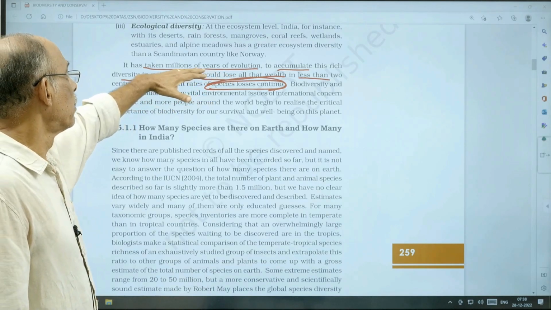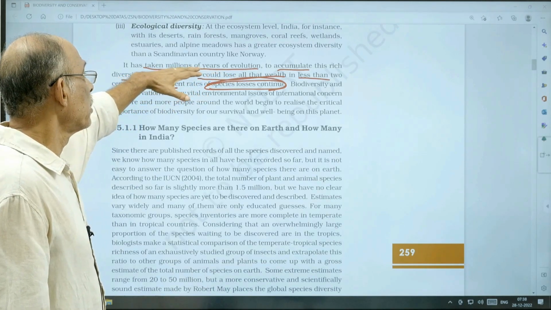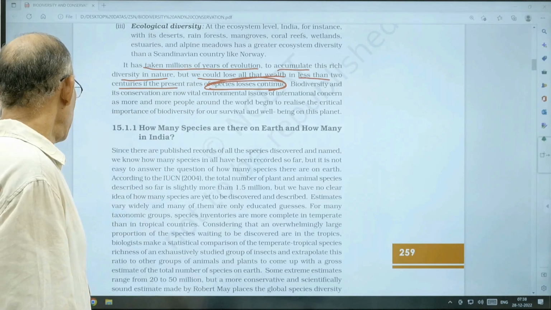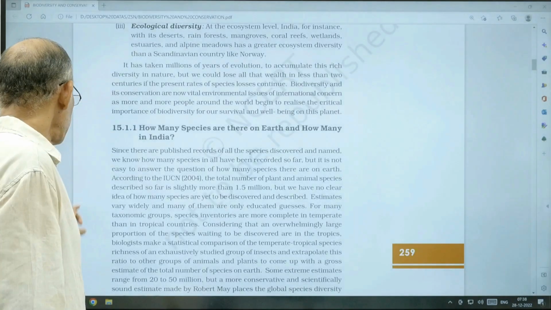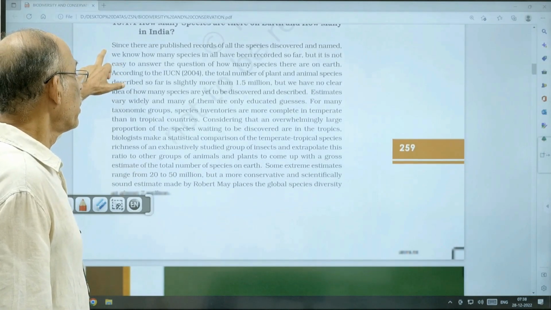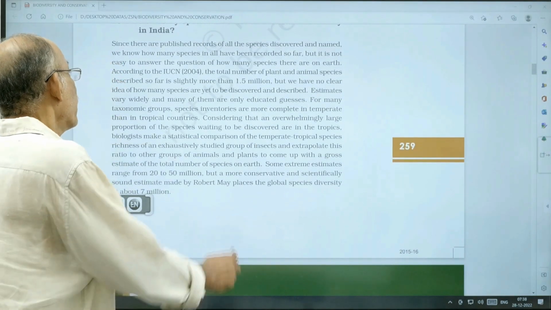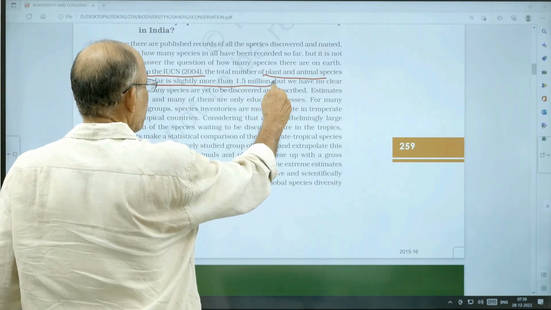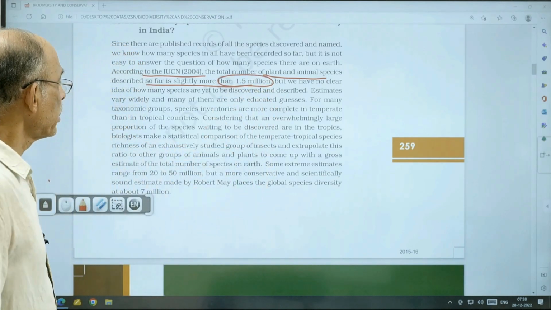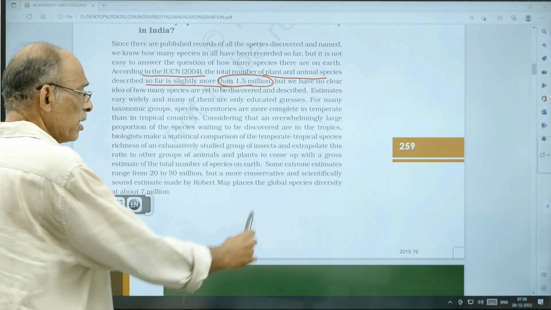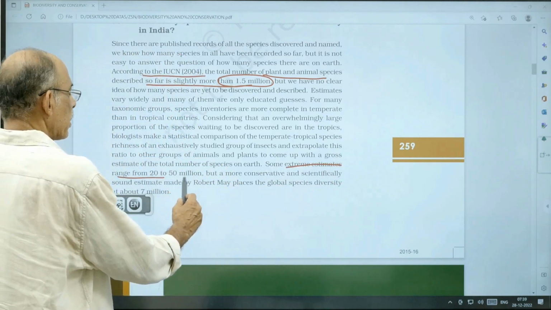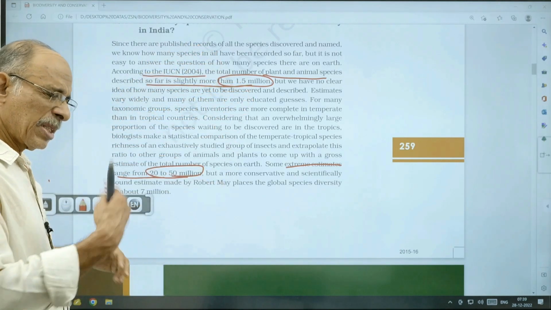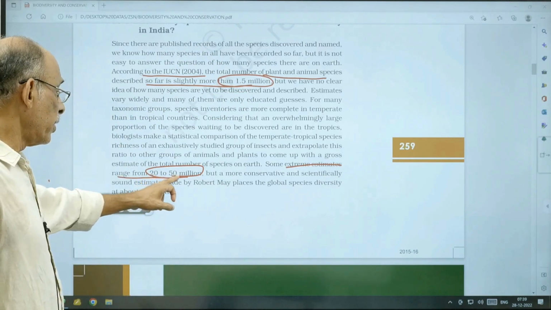The wealth, nature's wealth, which has accumulated over millions of years of evolution, will be lost within 200 years. Now, how many species are there on Earth and in India? According to IUCN, the number of plant and animal species is slightly more than 1.5 million. Some extreme calculations range from 20 to 50 million.